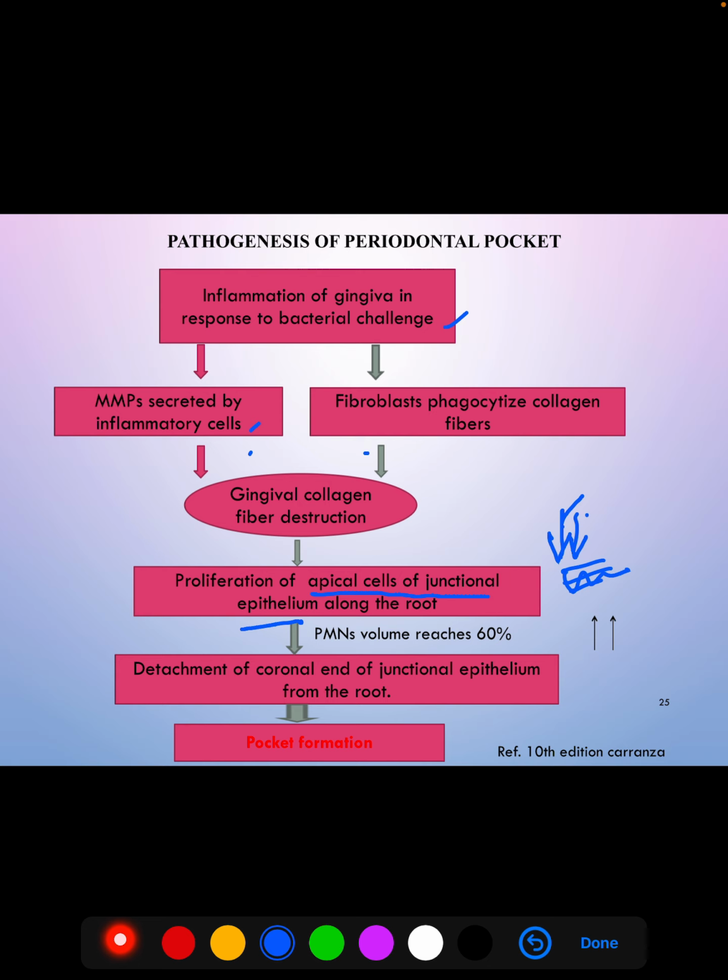Also, the volume of the neutrophils will increase. They may increase up to 60%. Because of these two reasons, the coronal attachment of the junctional epithelium detaches from the root surface and comes down. This will result in pocket formation.